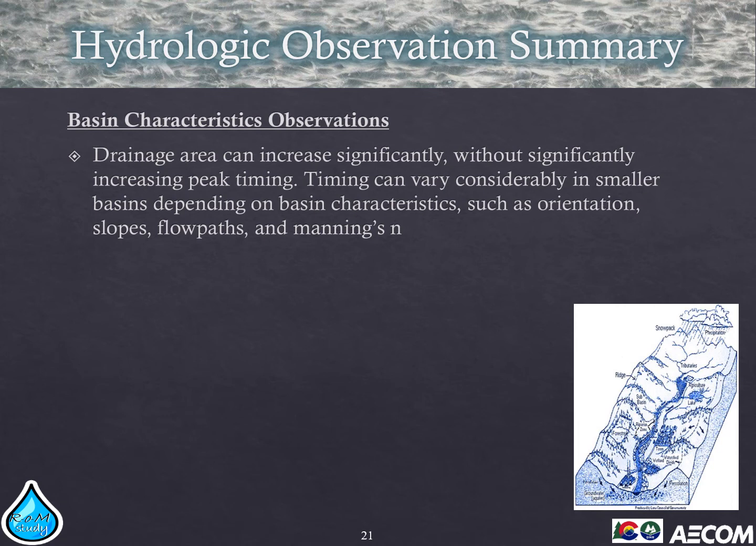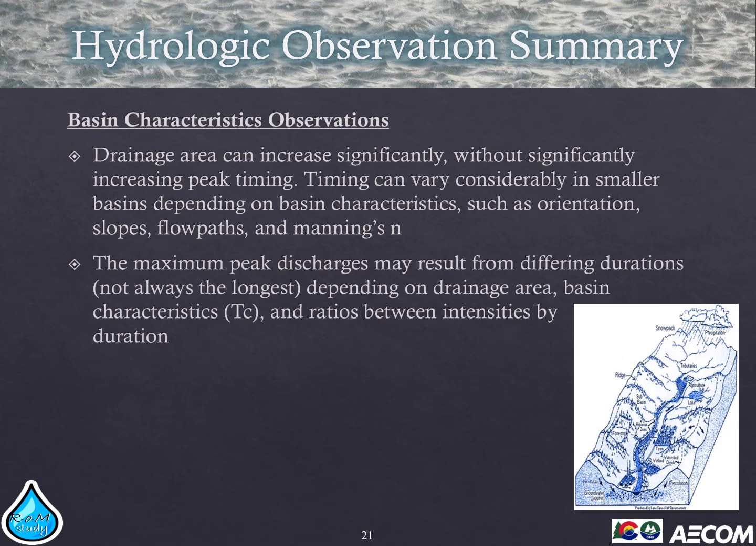Looking at the observations pertaining to basin characteristics, the drainage area can increase significantly without significantly increasing the peak timing. But the timing itself can actually vary considerably in smaller basins depending on the basin's characteristics, such as its orientation, the slopes, flow paths, and the Manning's n. And we see that the maximum peak discharges may result from differing durations. It's not always going to be the longest, and that's going to depend again on the drainage area and its characteristics that comprise the time of concentration, and then just the degree at which the intensities vary by duration.